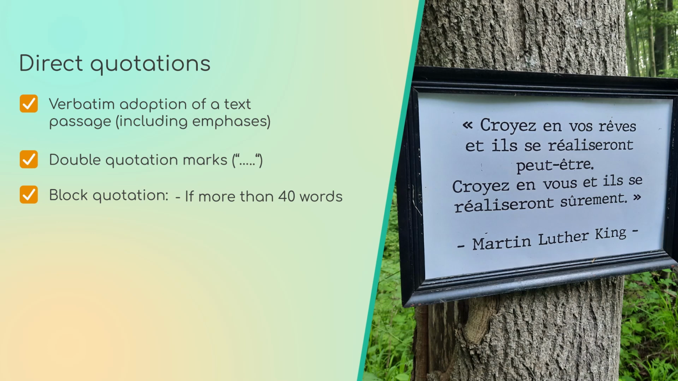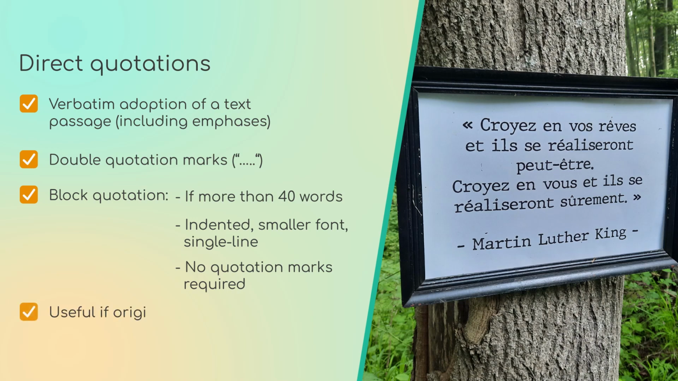A block quotation forms its own paragraph and is usually indented on the left and right, with smaller font and single line spacing. Unlike the shorter direct quotations, block quotations do not necessarily need to be put in quotation marks because of its striking format. The direct form of citation is suitable if the original wording of the text passage is relevant.